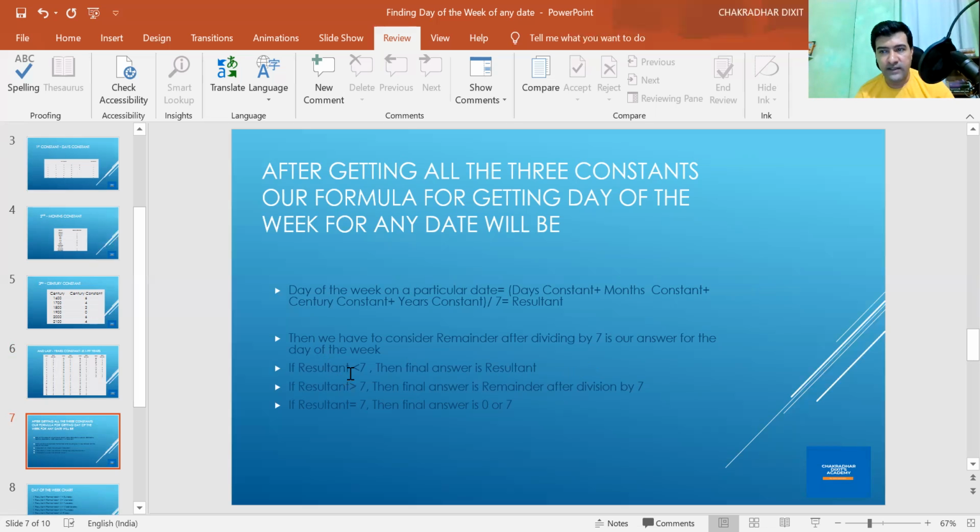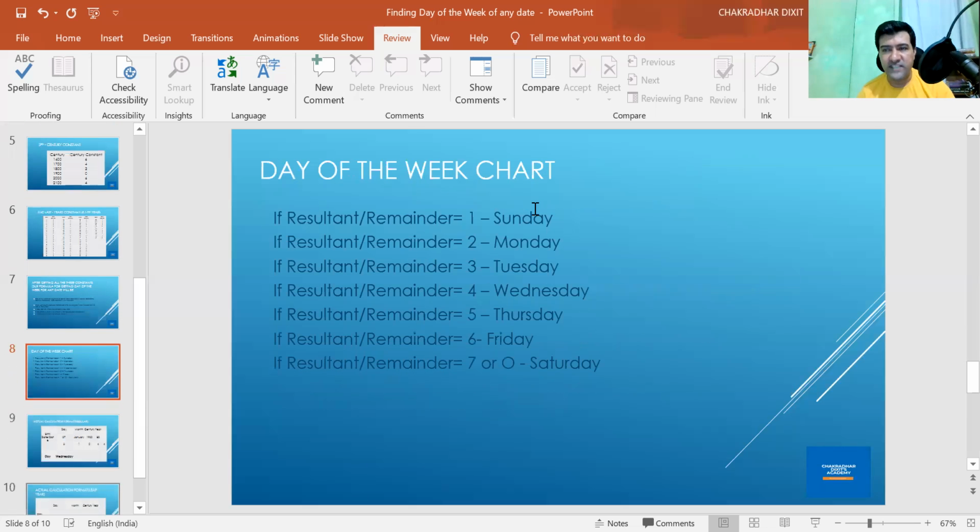But how to calculate if the resultant is less than 7? If the answer is 1, we consider 1 as the final answer. If it is 6, which is less than 7, you cannot divide by 7, so 6 is your final answer. But if it is 8, your remainder is 1, so your answer is 1. If it is greater than 7, the final answer is the remainder after division by 7. And if it is equal to 7, the answer is 0 or 7. So the day of the week chart: if the resultant is 1, it is Sunday, 2 Monday, 3 Tuesday, 4 Wednesday, 5 Thursday, 6 Friday, and 7 or 0 is Saturday.